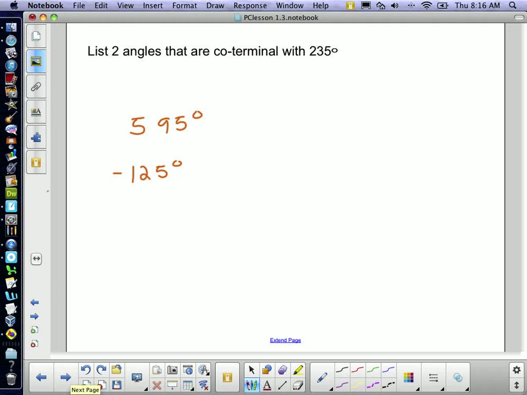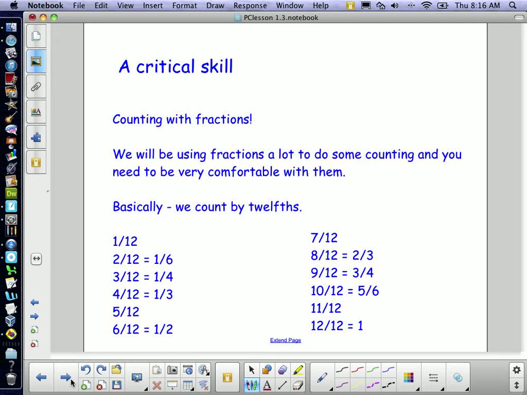And we could obviously keep going on by adding, subtracting 360, find more if we want. Very simple. A critical skill that you are going to need in here, fractions, and working with fractions. We are going to spend a lot of time working with fractions and counting with fractions here. Essentially, 12ths. That's going to be the base we're going to use most often as part of this class.